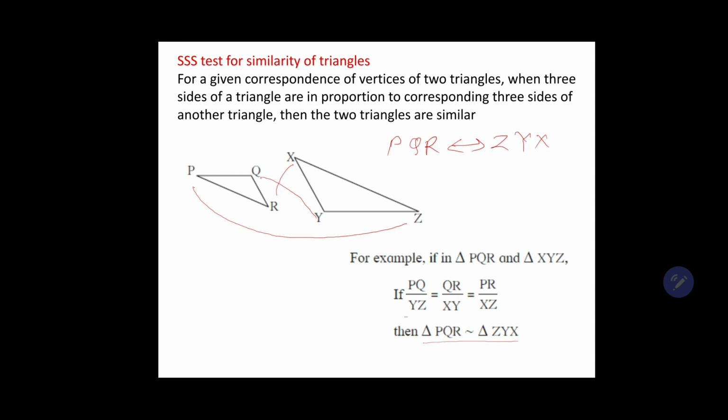PQ divided by YZ, which are the corresponding sides, that is PQ and YZ. Then the second pair is QR and XY, and the third pair is PR by XZ. So if these three ratios are equal, then we say that these two triangles are similar by the SSS test.